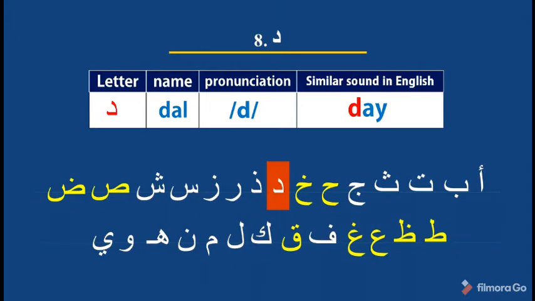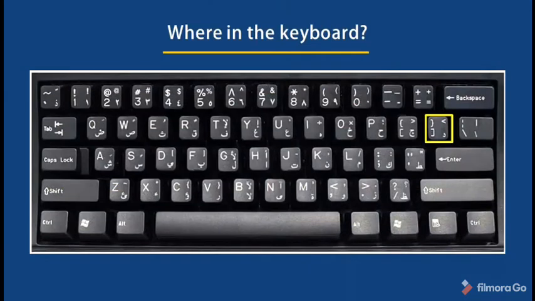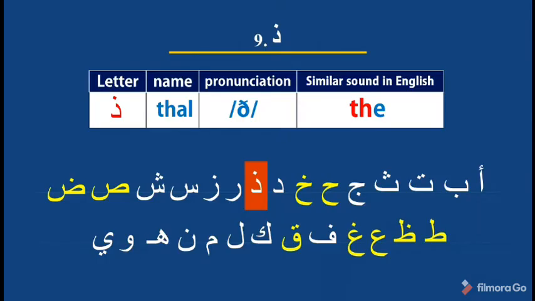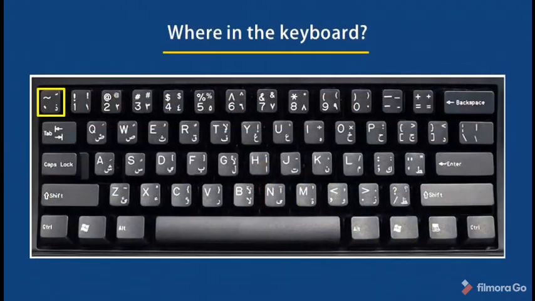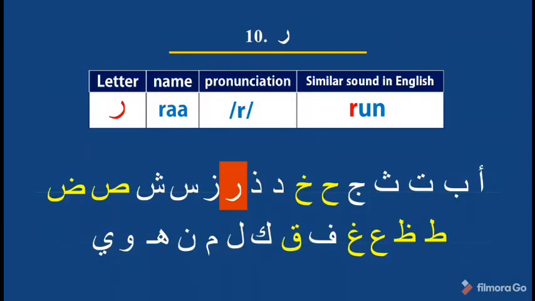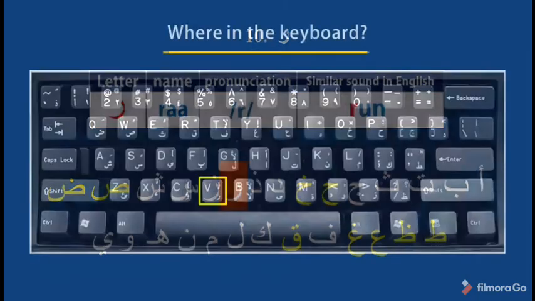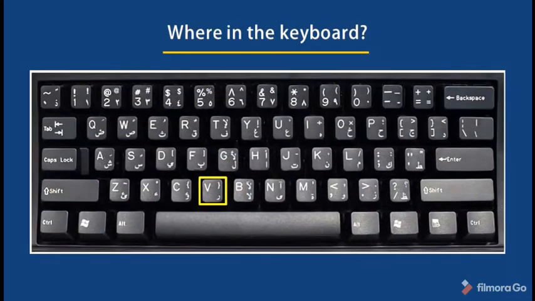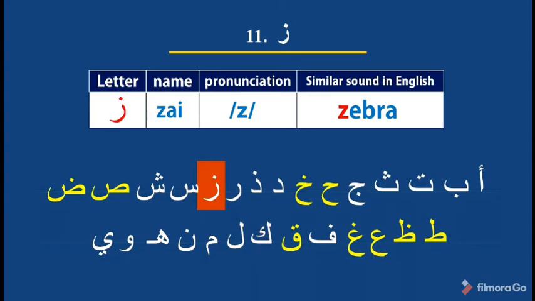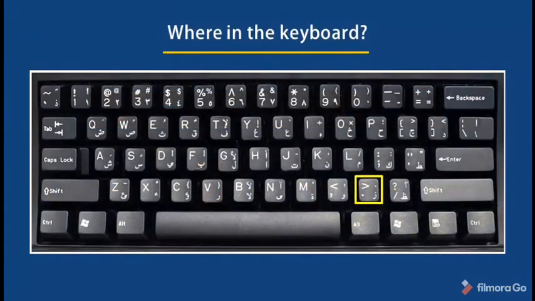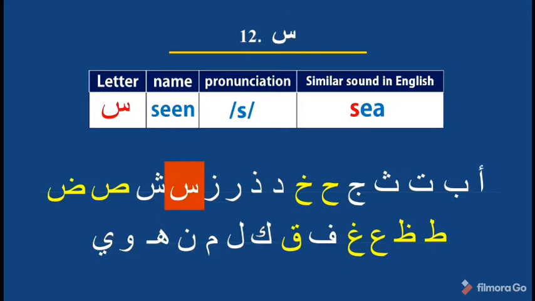Dal has the pronunciation of D, just like the D of day, and it can be found with the larger than key. Dhal has the pronunciation of the, just like the of the. That sounds funny. And we can find it with the light key. Ra has the pronunciation of re, just like the re of ran, and it can be found with the V key. Zai has the pronunciation of z, just like the z in zebra, and it can be found with the shorter than or the dot.